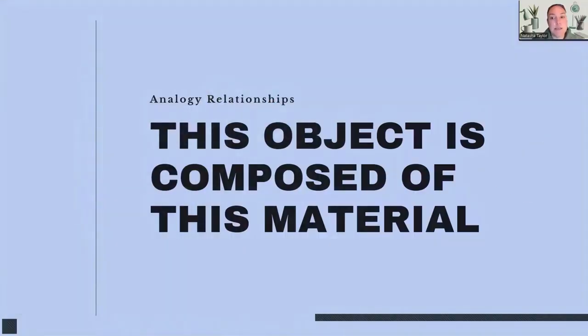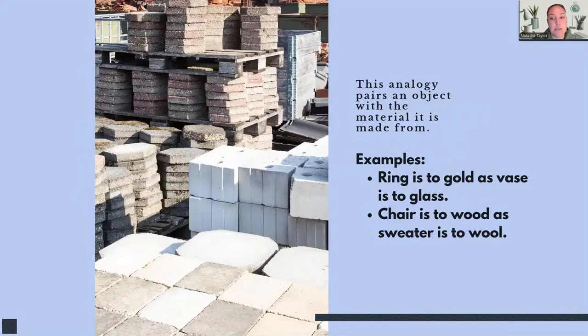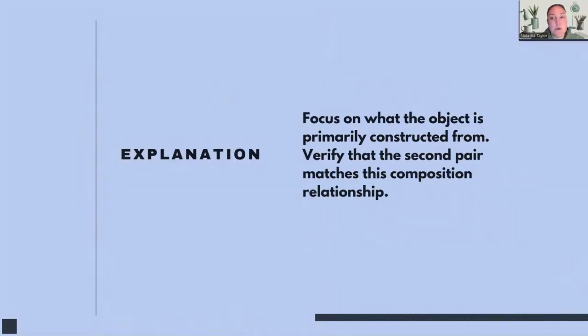Analogy relationships. This object is composed of this material. This analogy pairs an object with the material it is made from. Examples: ring is to gold as vase is to glass. Chair is to wood as sweater is to wool. Explanation. Focus on what the object is primarily constructed from. Verify that the second pair matches this composition relationship.